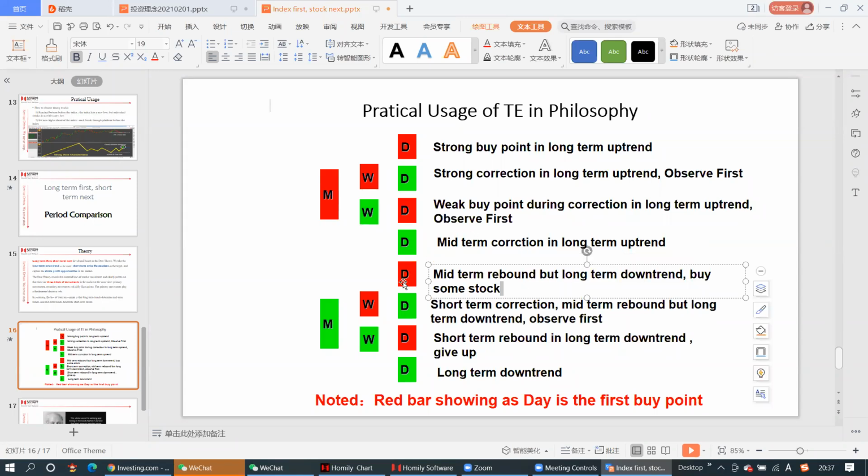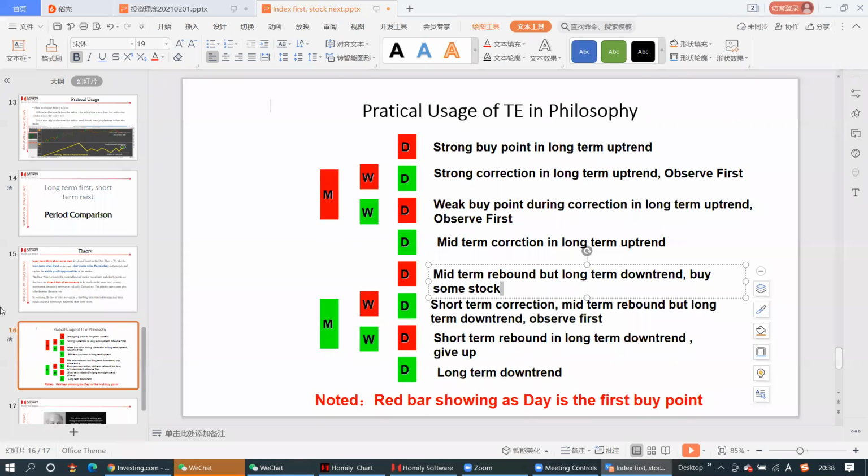Also here, when our month and week are red, but our day is green, it's a short-term correction and a mid-term rebound, but the long-term downtrend is observed first. So that means don't buy. We always need to double confirm, because the key point is the long term first and the short term next, studying the trend. The trend of the stock is very, very important.